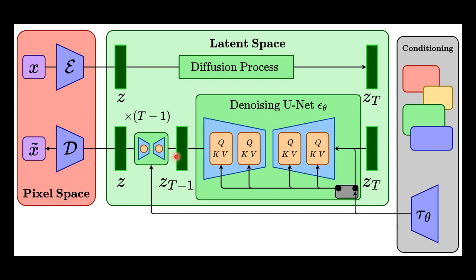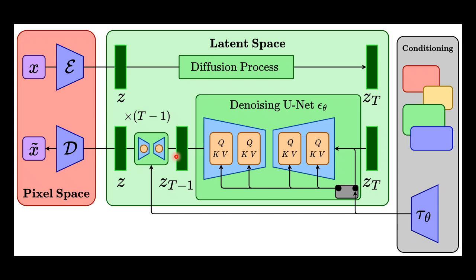This leads to a key insight. Separate perceptual detail from semantic structure. Modern diffusion models do this by operating in a latent space instead of pixel space. First, an autoencoder or variational autoencoder compresses the image into a lower dimensional latent representation. This step handles perceptual compression.